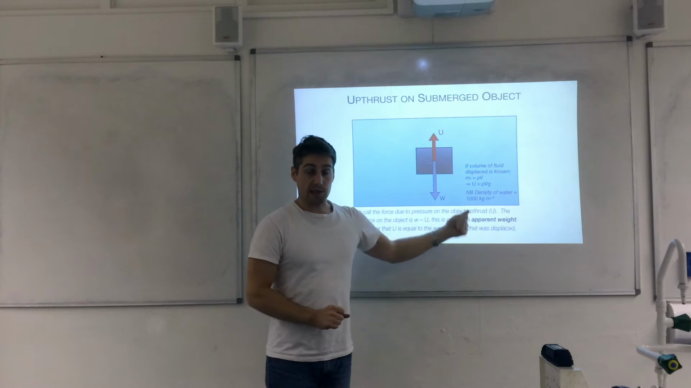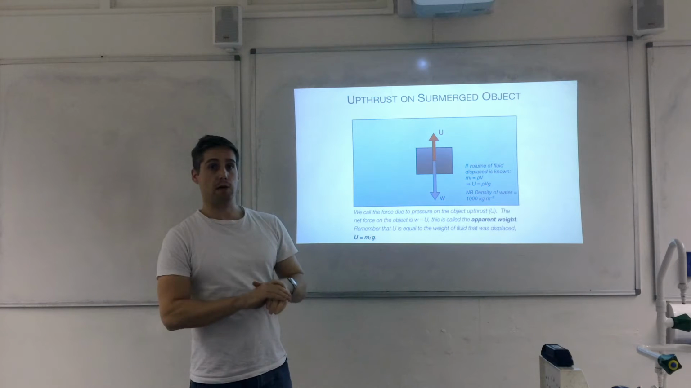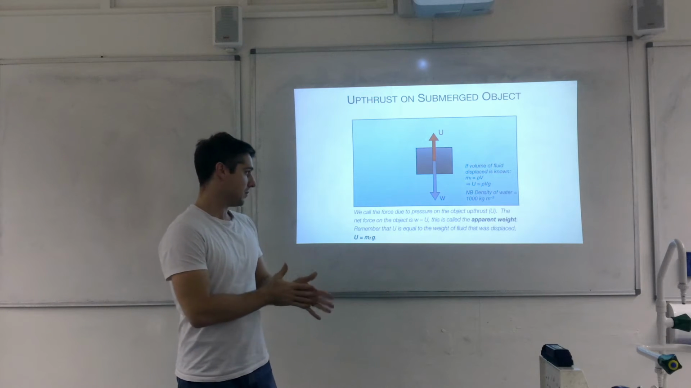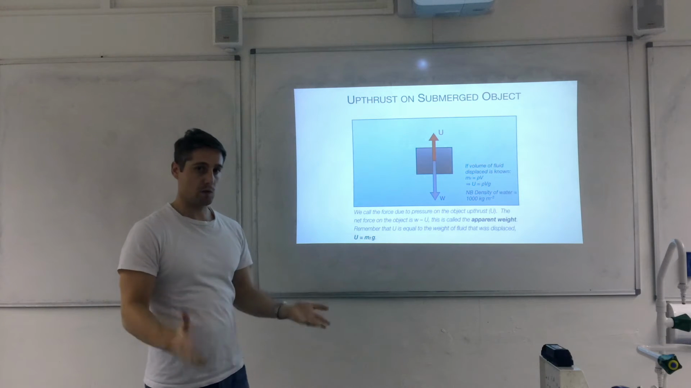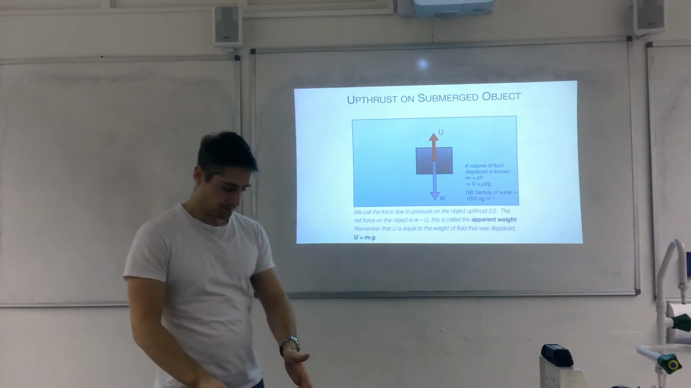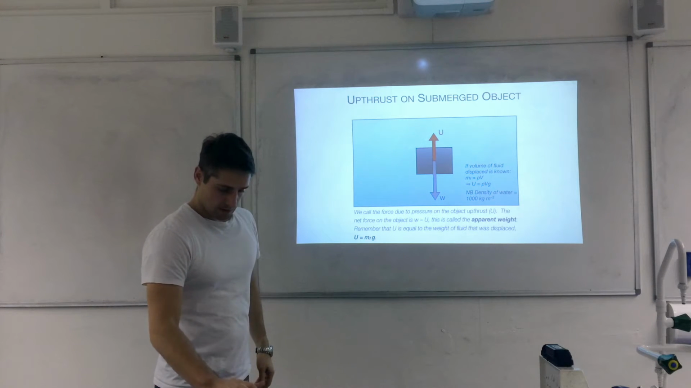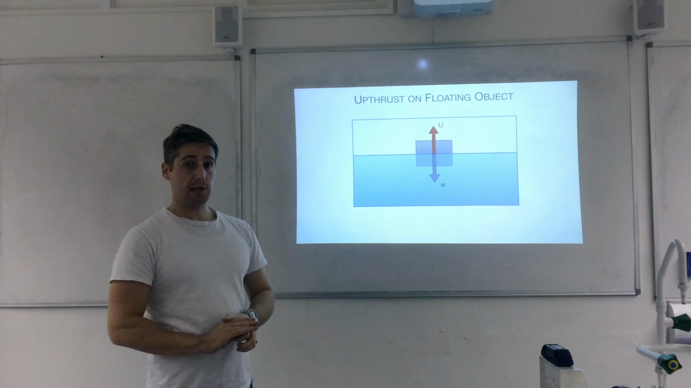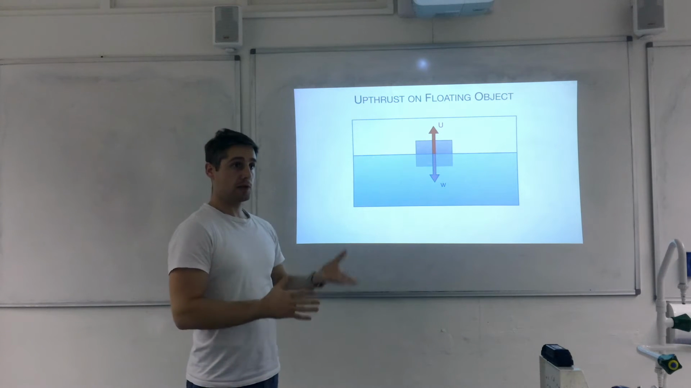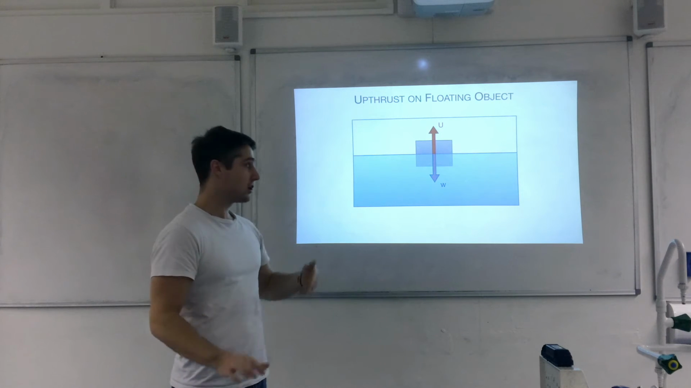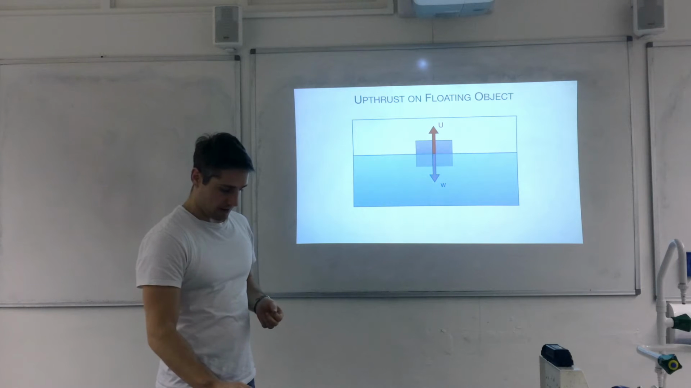A good number to remember is the density of water, 1,000 kilograms per cubic metre. That's useful to remember because you often do problems involving water. If we have an object that is floating on the surface of a fluid, so some of it is not submerged, then what do we have there?